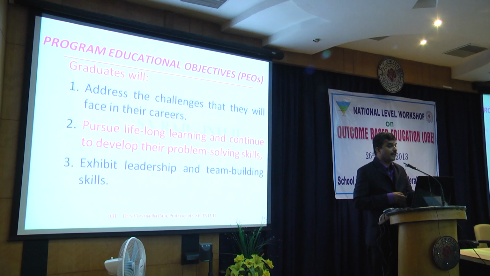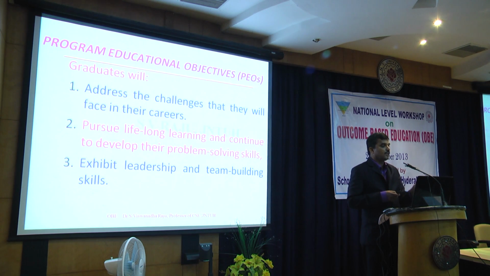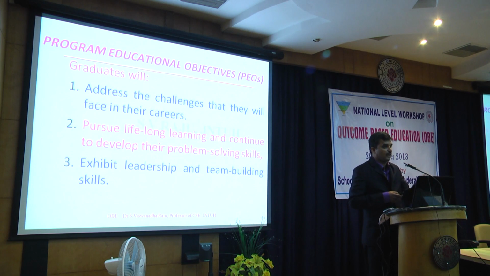Graduates. The word is very important. Graduates will, the word is. Because of the program, once you get a degree, then he is a graduate. Once he is in the course, then he is a student only. So when you are framing the program educational objectives or program outcomes, you should use the word graduate only. When you are framing the course outcomes, there you have to use the word student. There is a lot of confusion about this. When he is doing the course, he is a student. When he goes out, then he is a graduate.